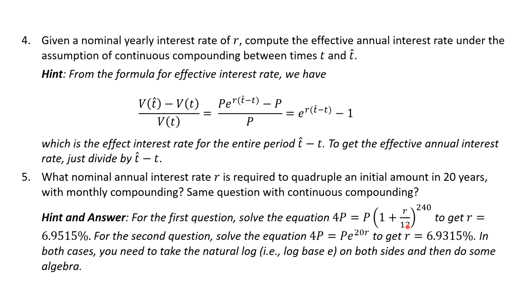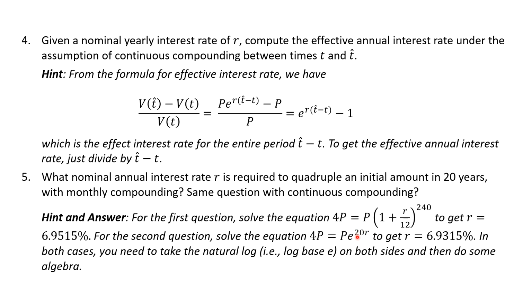We would need to take the natural log on both sides, or actually we could divide the P out first and then take the natural logarithm on both sides and then solve for R, and we'll get 6.9515%. For the second question, it's similar, except we put in the formula for continuous compounding.